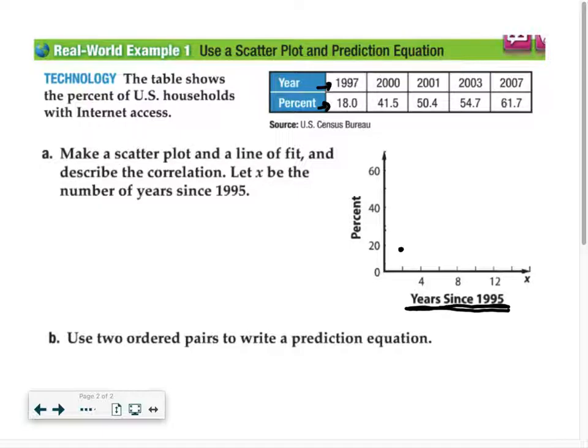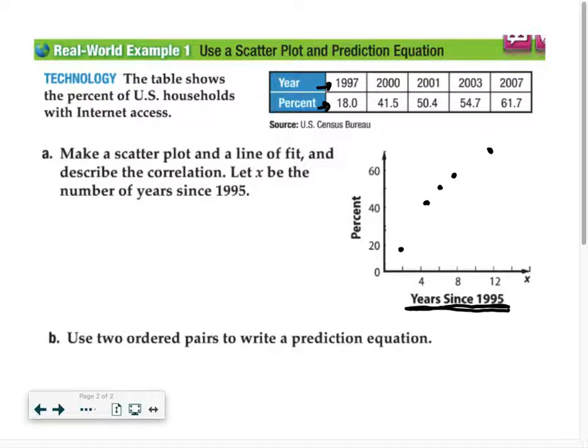2000, that would be 5 years since 95, and 41%, so right above 40%. 01, that would be 6 years, and 50% have that. 03, 54%, so that's 8 years, and slightly above the 50% mark there. And 07, so 12 years, we're at 61%.